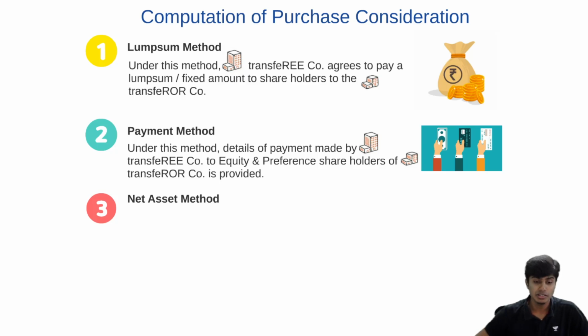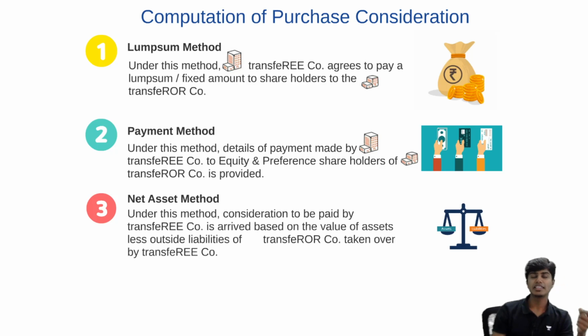Then we have the third method, the net asset method, wherein we take the book value of the assets, identify the revalued figures or agreed value for these assets, take them at the agreed value, consider the liabilities at book value, compare with agreed values, and take the agreed values. So the agreed value of assets taken over less the agreed value of liabilities taken over gives us the net asset value. On this, we do a little plus or minus, whatever they give in the question, to arrive at the purchase consideration. That's the net asset method. Under this method, the consideration to be paid by the transferee company is arrived at based on the value of assets less liabilities of the transferor company taken over by the transferee company.